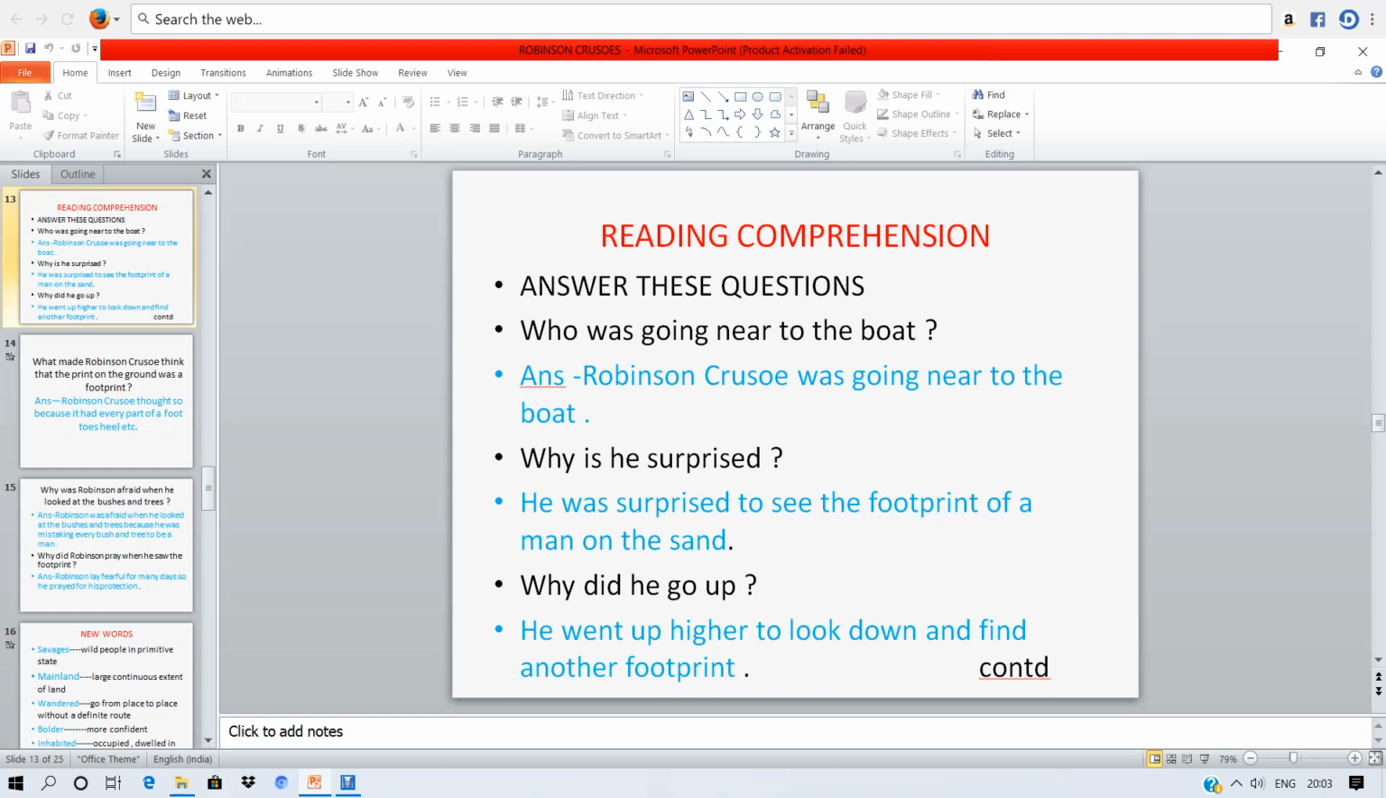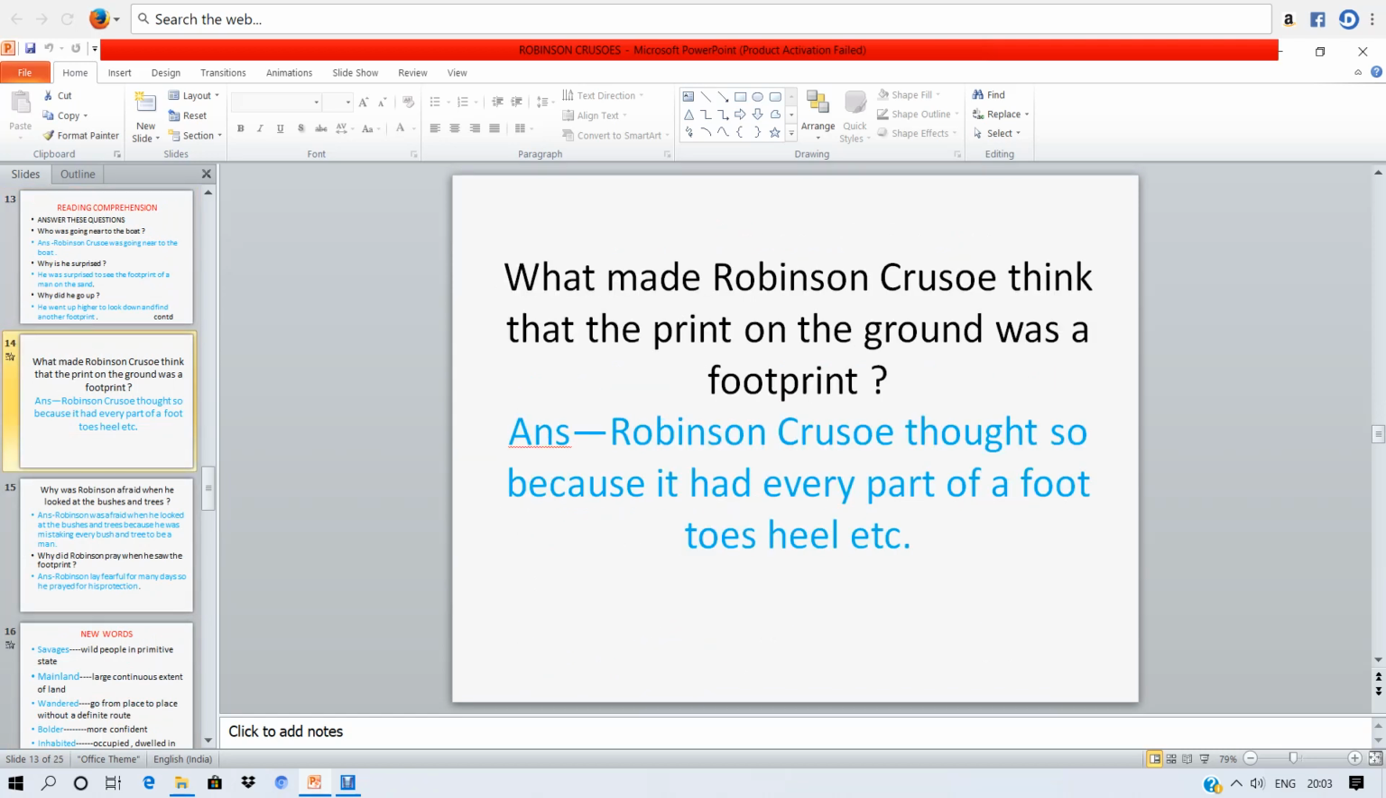See, children, the next question. What made Robinson Crusoe think that the print on the ground was a footprint? Answer. Robinson Crusoe thought so because it had every part of a foot, toes, heels, etc. It was just like a human footprint.